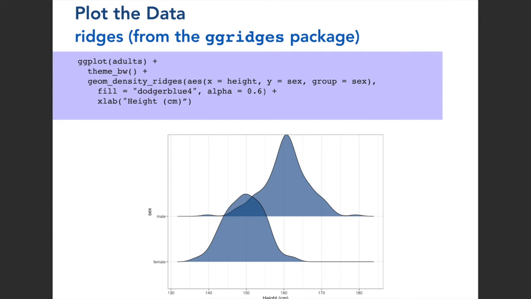So you get a nice feel for the distribution of values. We can see different shapes of distributions of heights between males and females, which doesn't really come across that clearly in the other plots.